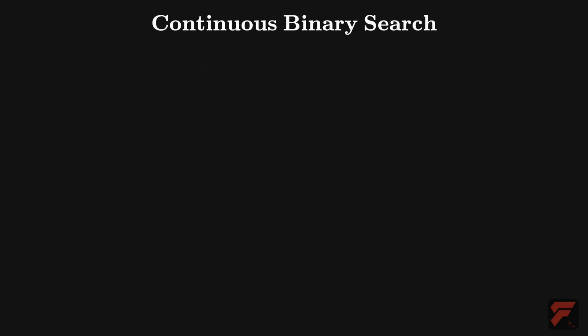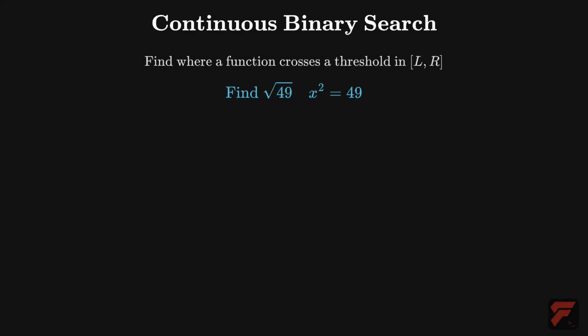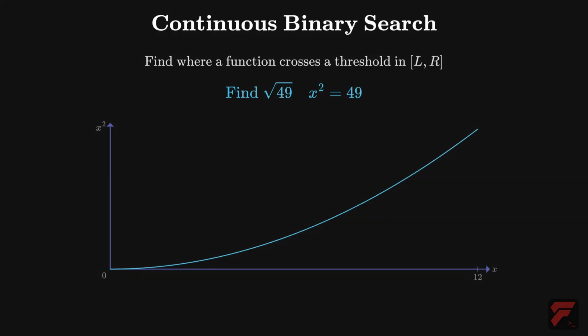The general problem is: find where a function crosses a threshold in some interval. Our concrete example: find the square root of 49. The x where x squared hits 49. Let's plot x squared from 0 to 12. Our target is 49 and the curve crosses right here at 7.